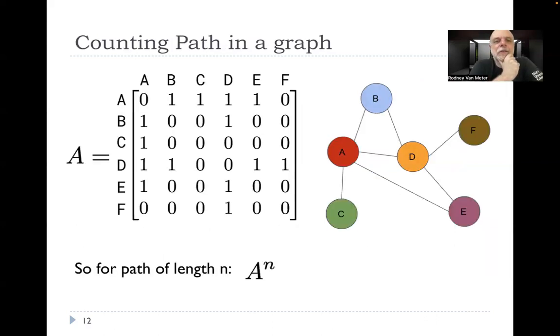For a bigger network like this, if we want to calculate how many paths there are between A and E that are exactly n steps long, the way we can do this is by taking the adjacency matrix A and taking the nth power of this.